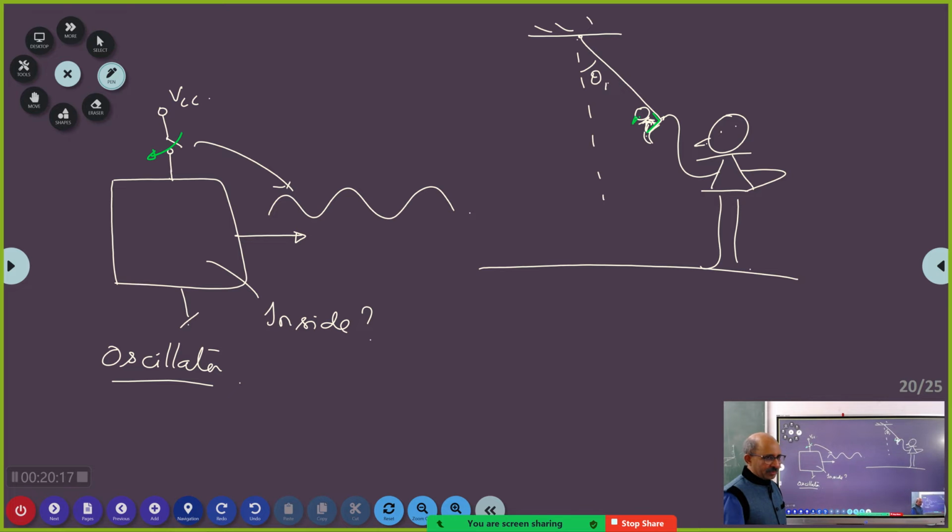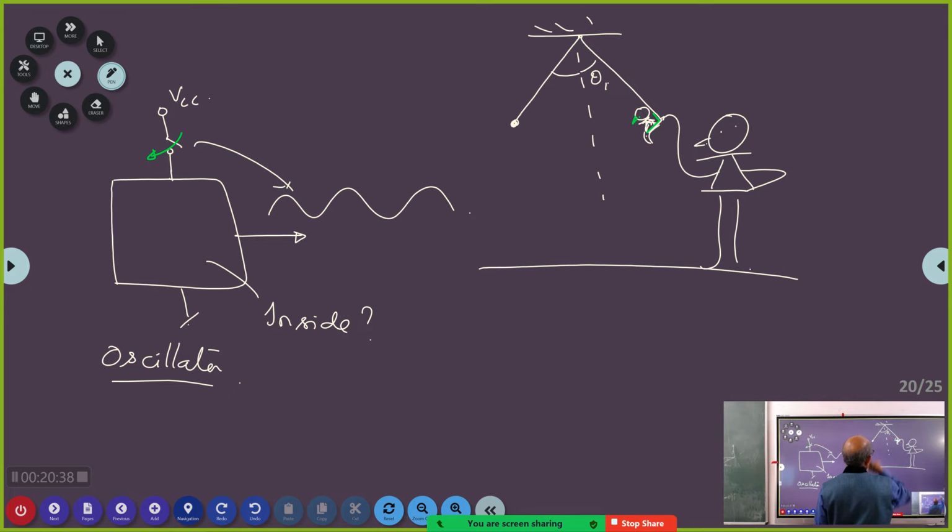Okay. Then what happens? It will move forward. And then what happens? The other side will reach the maximum height and come back. So it will reach the other side. That's what I want. So I'm just going to draw it like this.